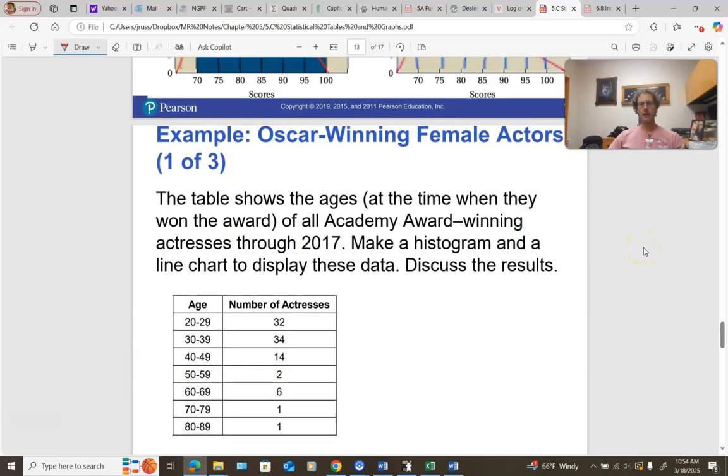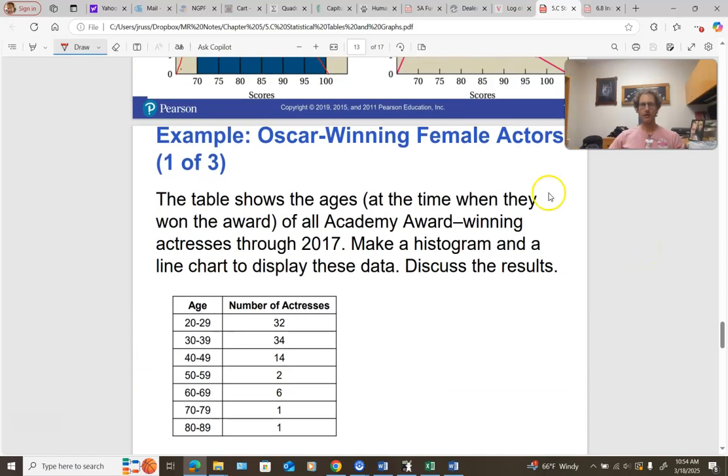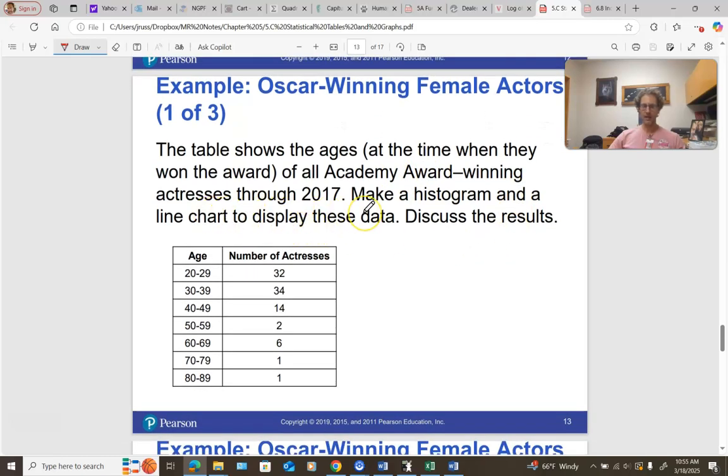I think, guys, I may stop part 2 right here, because what we're going to do now, if you look at this, it says Oscar-winning female actors. So the data here is basically the age at which these female actors won their first Oscar. Okay? It says the table shows the ages at the time when they won the award. An Oscar or Academy Award, it's the same thing. Through 2017. It says make a histogram and a line chart to display these data.